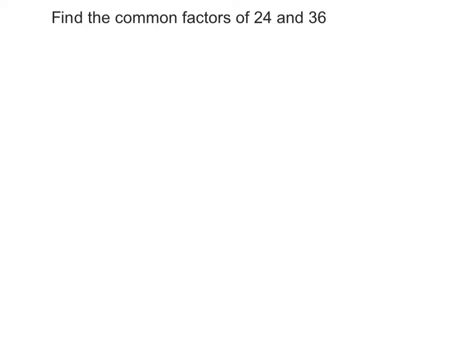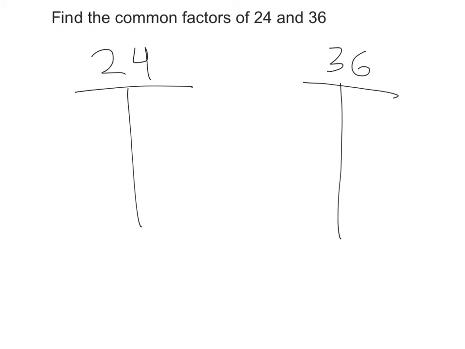In this example, it says find the common factors of 24 and 36. All we're doing is looking for the numbers that would go into 24 and 36 and what they have in common. So I'll make a little T-chart. We have 24 here and 36 here. And on this T-chart, along the left side, I'll start going through my digits one by one and see if they can be multiplied.